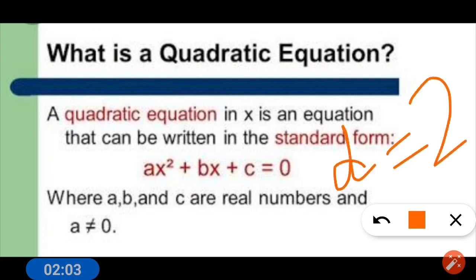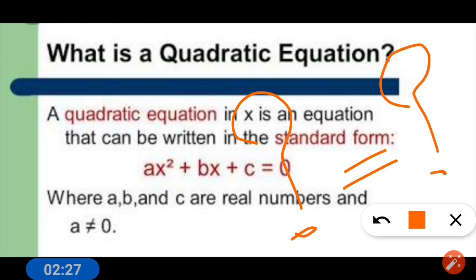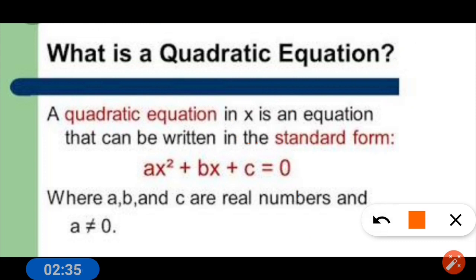You can see this: ax square is the highest power. The highest power of x is 2, so the degree here is 2. That's why this is quadratic. And because there is a sign of equal to, whenever we have a symbol of equal to, with something on the left hand side and something on the right hand side, then that is known as an equation. And because in this equation the degree is 2, it is a quadratic equation.